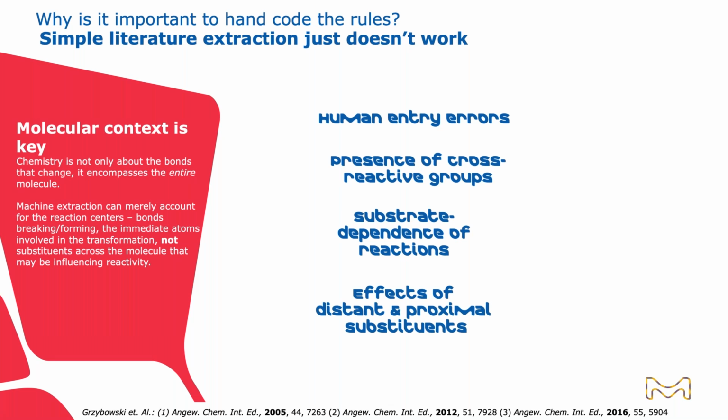So anywhere just from the presence of human entry errors in the literature records that would then get propagated into the rules and into the chemistry being proposed, to the presence of cross-reactive functional groups or distant substituents, they very quickly realized that molecular context is key, and this is something that's really missed by the machine extracted rules. So we know as chemists that you can't just look at the bonds that are being made or broken in a reaction, because other parts of the molecule can have a significant effect on the reaction. And this is something that's difficult for those automatically generated rules to be able to take into account.